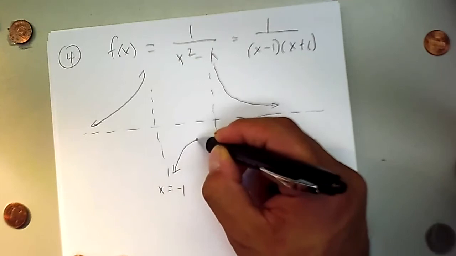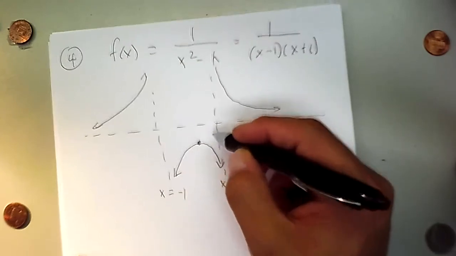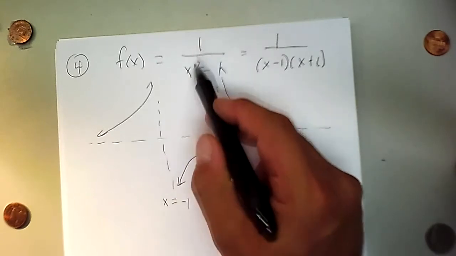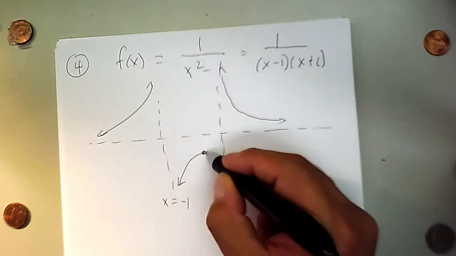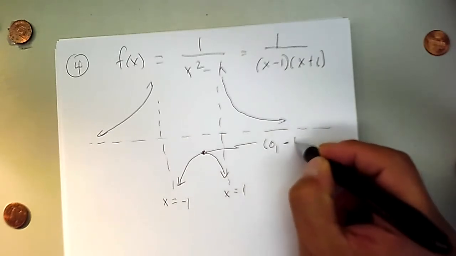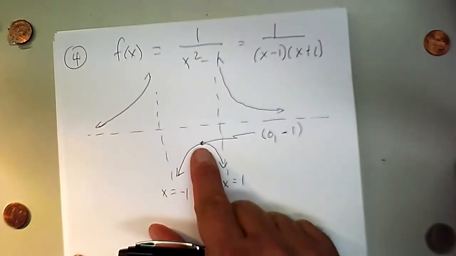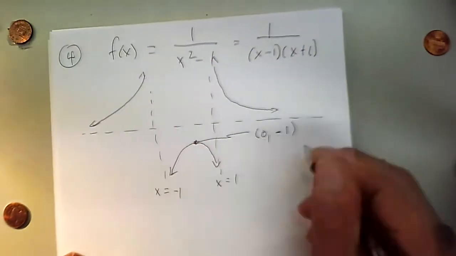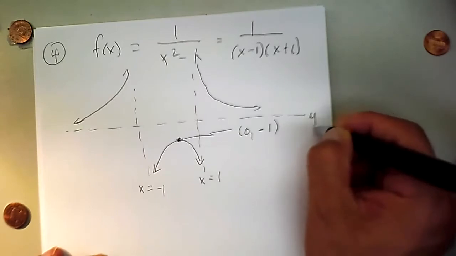And then the maximum will be at, when we plug in 0, we have 1 over 0 minus 1. So that's 1 over -1. So here, this maximum will be at 0, -1. That's a local maximum. Of course, it is not the maximum of the entire function. We have a horizontal asymptote of y equals 0.